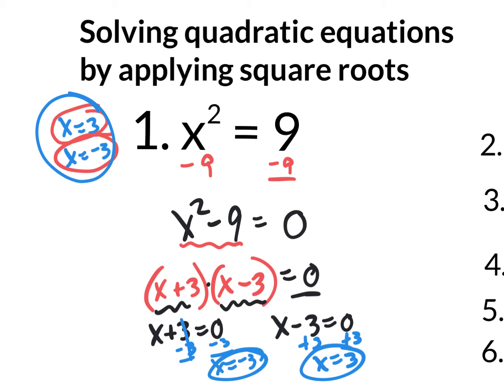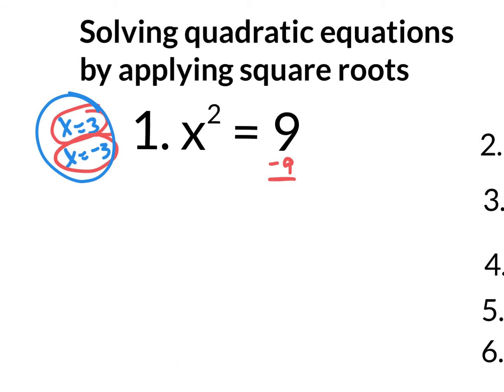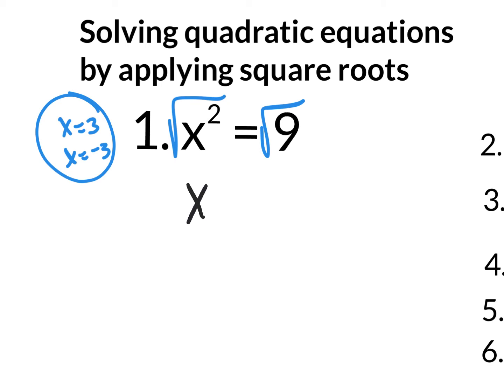But that's still not the best method. If you read the title, it says solving quadratic equations by applying square roots. So with that said, I am going to get rid of this square by doing the inverse operation. What is the opposite of a square? A square root. All right, so I will apply a square root here, and what I do to one side, I do to the other side. The square root of x squared, the square root and the square eliminate themselves. So I will end up with a nice, beautiful x.